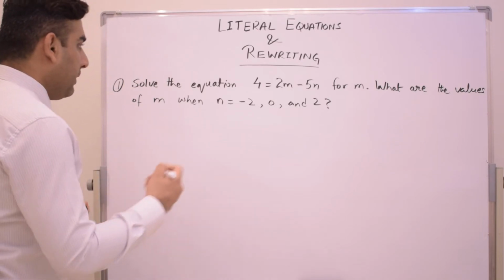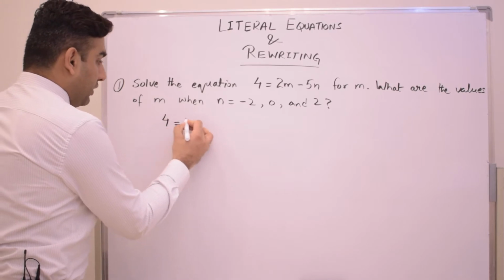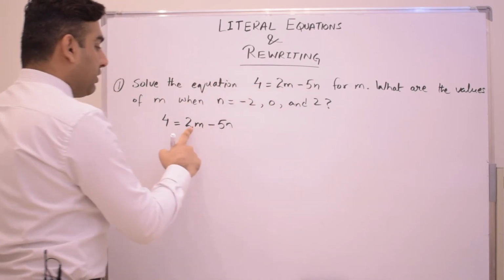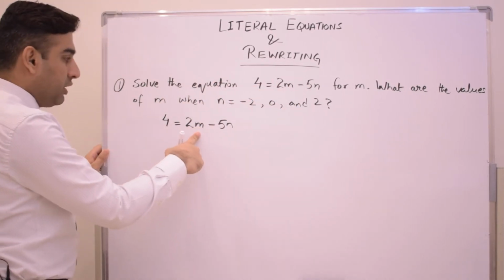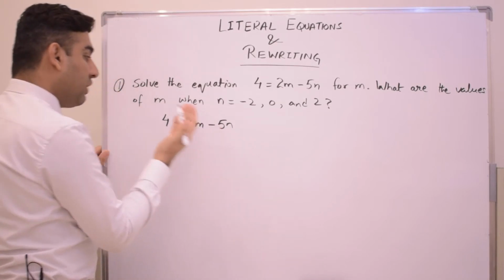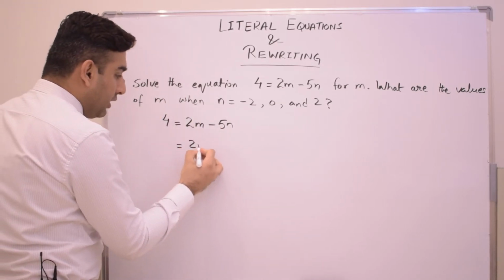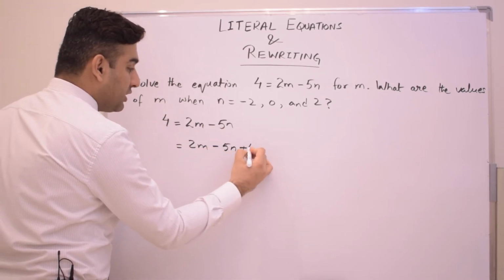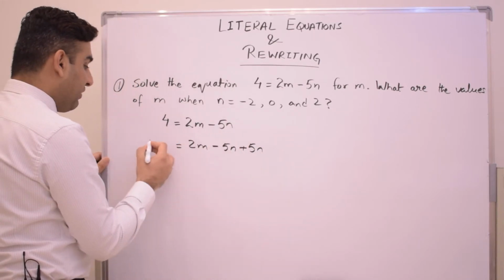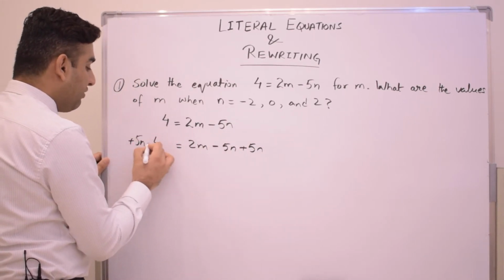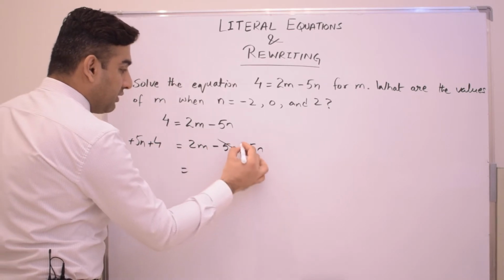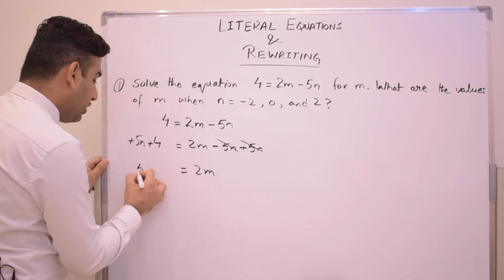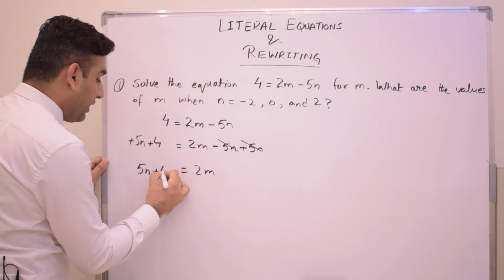So let's start. I have 4 equals 2m minus 5n. Solve the equation for m. It means we have to make m the subject. We have to find the m value. So the other things we have to shift to the other side. Here, 2m, this minus 5n I want to remove. So I will do the opposite operation, plus 5n, on both sides of the equal sign. With this step, the 5n will be removed from the side of m and your left hand side will become 5n plus 4.